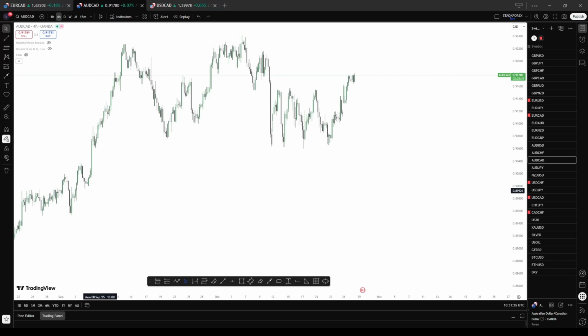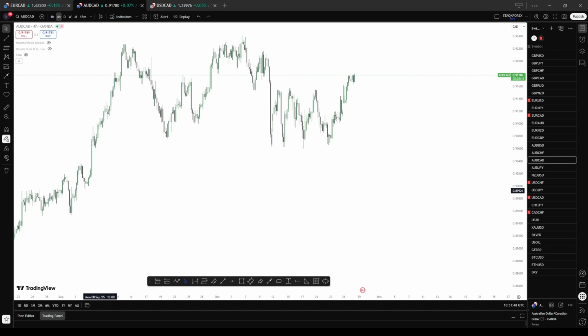To show you how to draw support and resistance perfectly. Because most of the time we do draw our support, but at the end of the day, when price gets into our support level or resistance level, those levels don't hold. Why? We don't draw them properly.